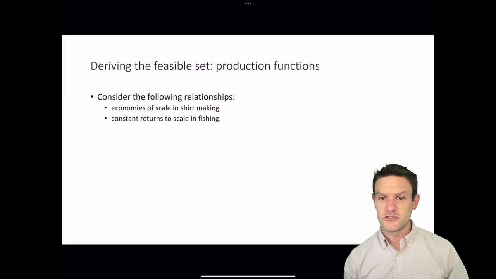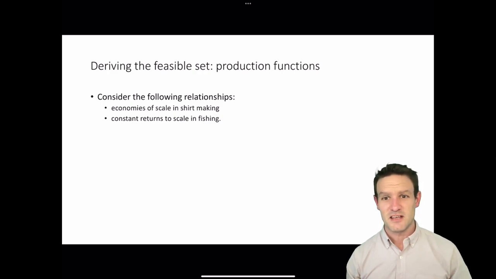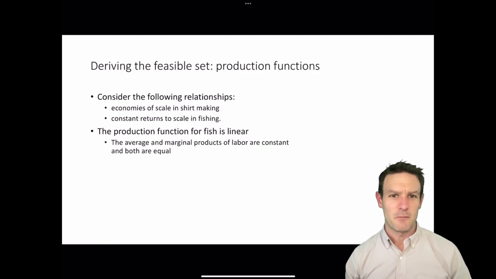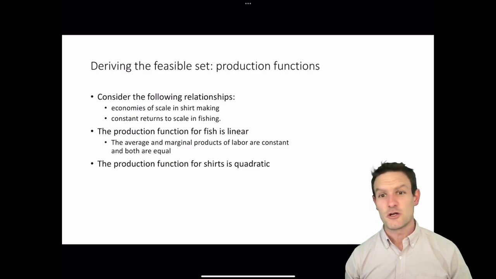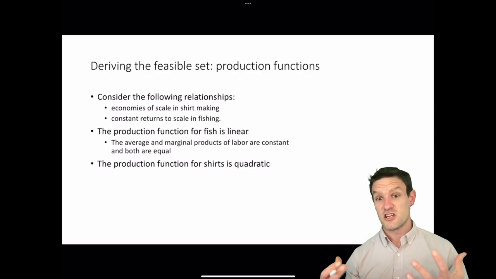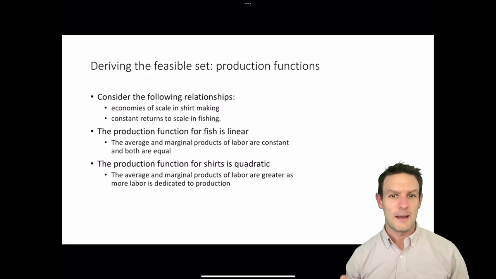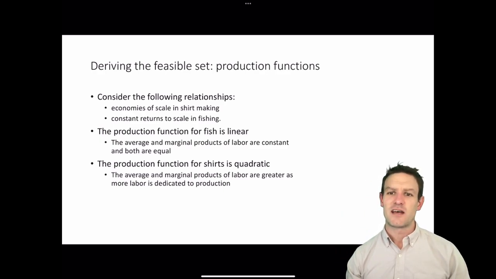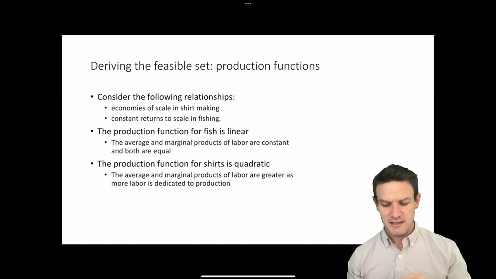Now, there are going to be constant returns to scale in fishing. So as you fish, the marginal production and average product are going to basically remain the same. Now, the production function for fish is going to be linear, and so the average and marginal products of labor are going to be constant, and both are equal. The production function for shirts is going to be quadratic for simplicity to represent this idea of economies of scale. Now, what that means is that the average and marginal products of labor are greater as more labor is dedicated to production. Okay, so those are our intuitions here about capturing this idea of economies of scale in manufacturing production, but constant returns to scale in kind of agricultural production. Those are the choices that Alex is making.